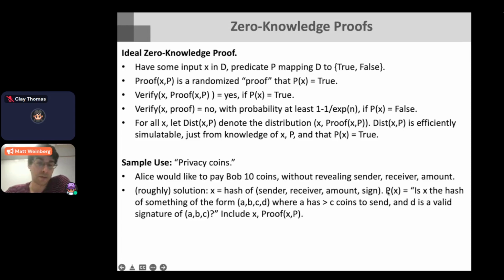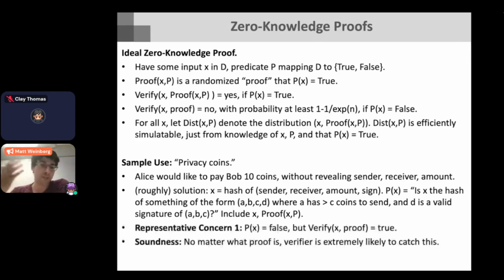But she's also going to include the predicate: is X the hash of something of the form A, B, C, D, where A does have at least C coins to send, and D is a valid signature of A, B, C? And then Alice is going to write a zero knowledge proof of this, right? So all she's going to post is this hash, which looks like a random number to everyone, and a proof that inside this hash is a valid transaction.